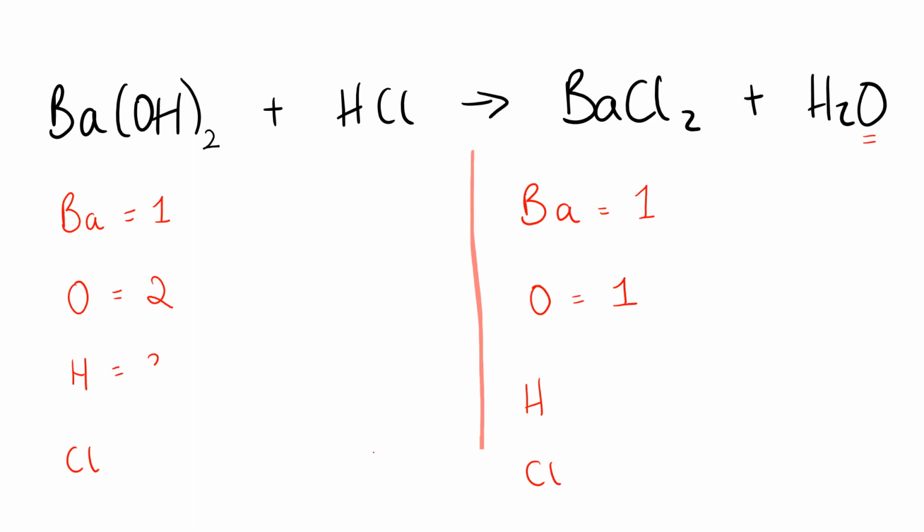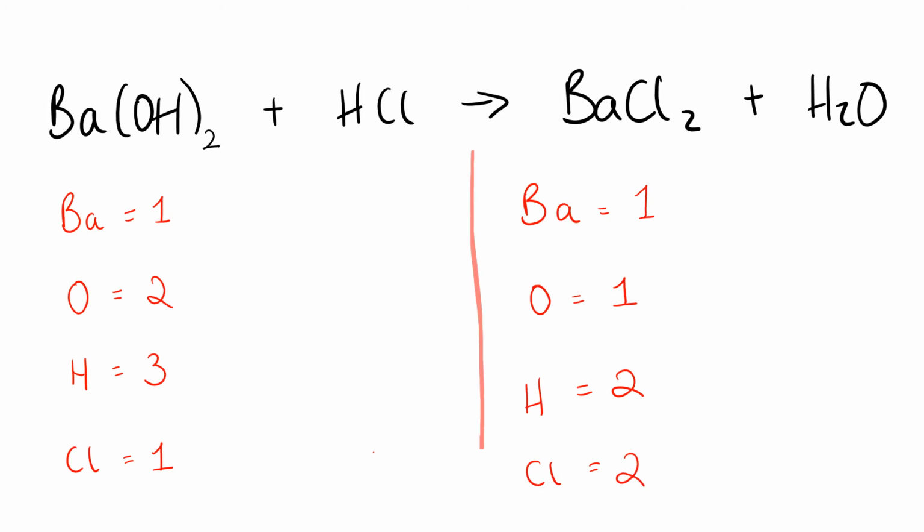Hydrogens, we've got 3 at the minute on the left hand side because there are 2 from the barium hydroxide because of the 2 outside the bracket, and then 1 hydrogen from the hydrochloric acid. And on the right hand side we have 2 hydrogens because of H2O. And chlorines, we have 2 chlorines. Oh, we don't. We have 1 chlorine, I can't count. 1 chlorine on the left hand side and 2 on the right.